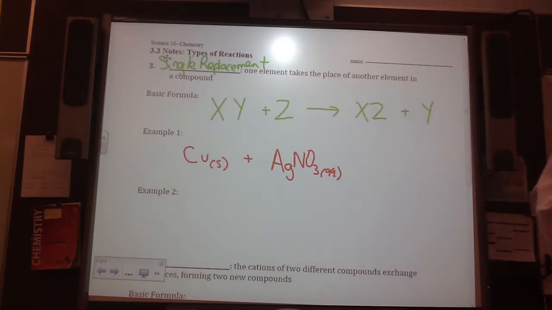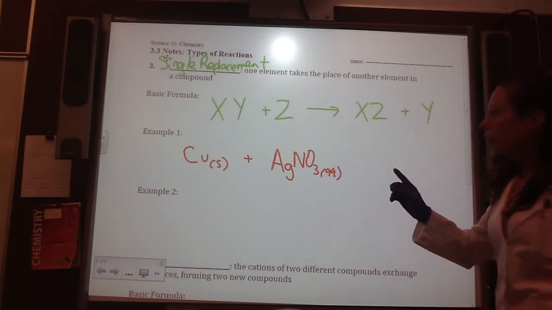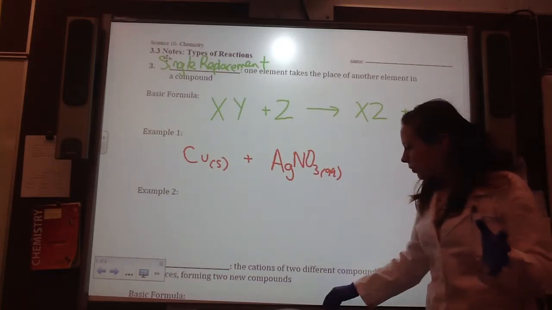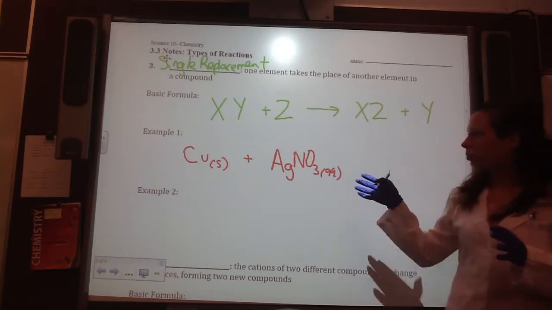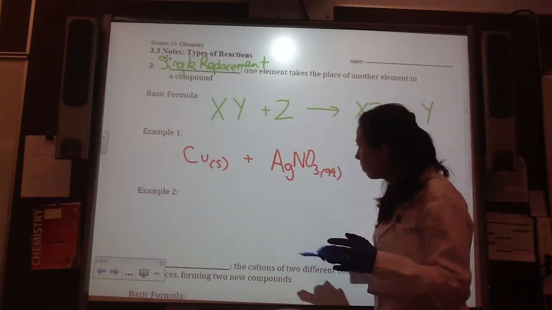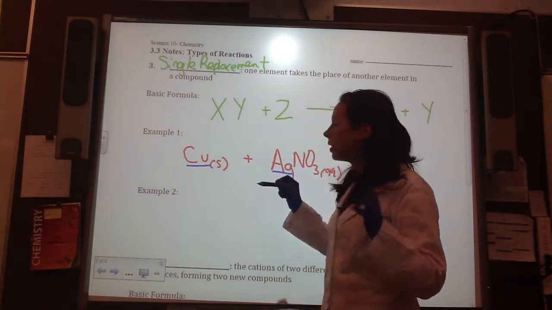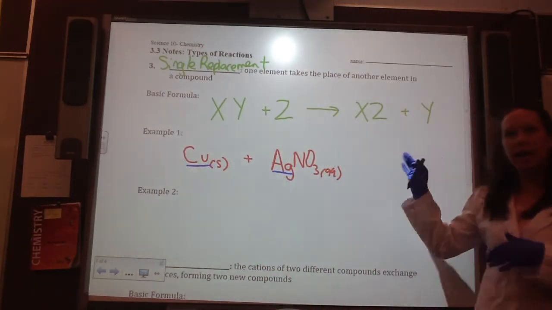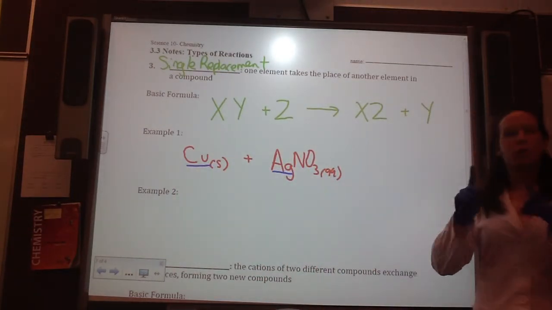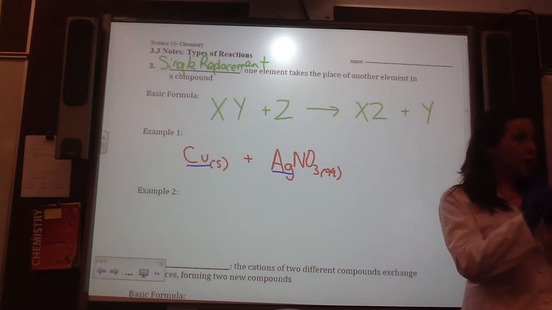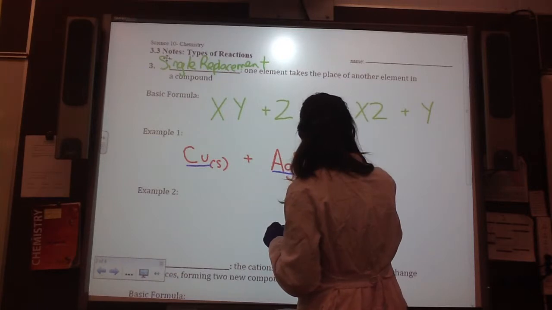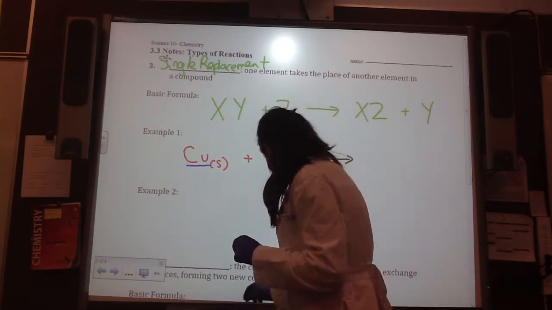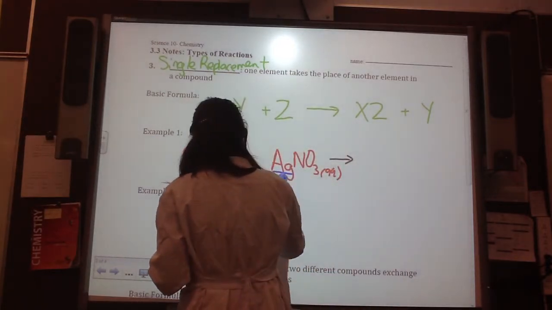So what happens, let's look, which ones are the same? So like if we're looking at metals and metals or non-metals and non-metals. Copper, silver. Yeah, so copper is a metal and silver is a metal. And then we have that anion there too. So the copper and silver are going to switch places. Okay? So we say they're going to switch.